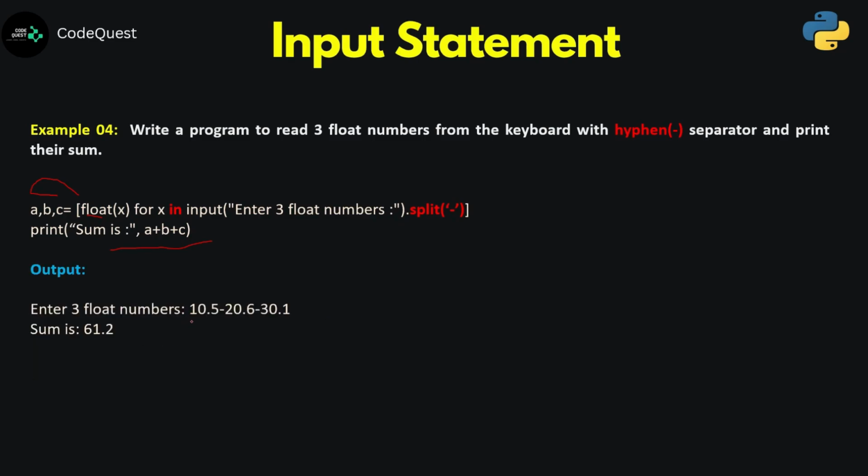So you can see here, this is the first value where there is a hyphen separator, second value, another hyphen separator. So this will be taken as your A, and this 20.6 is your B, and 30.1 will be taken as C, and which are automatically, with the help of this typecasting, converted into float each. And finally, because A, B, C are now holding the float type of value, a plus b plus c is going to give us the sum in floating point numbers.